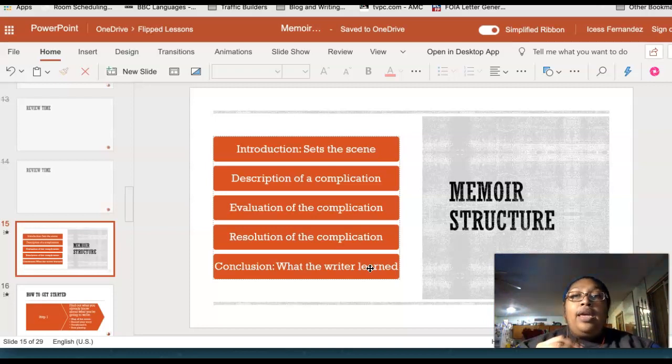Maybe you're writing the introduction today, and maybe you're really wanting to write about the evaluation, I'm sorry, of the complication. Then you write the evaluation of the complication the next day, and maybe that takes a couple of paragraphs. And so each day you write a little bit. And at the end of maybe 5 days, you put it all together and you look at what you have. That is your first draft.